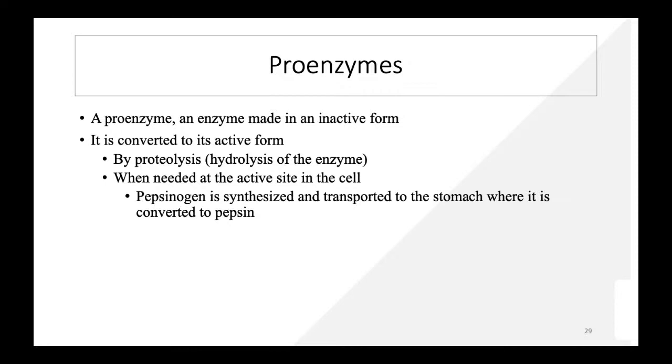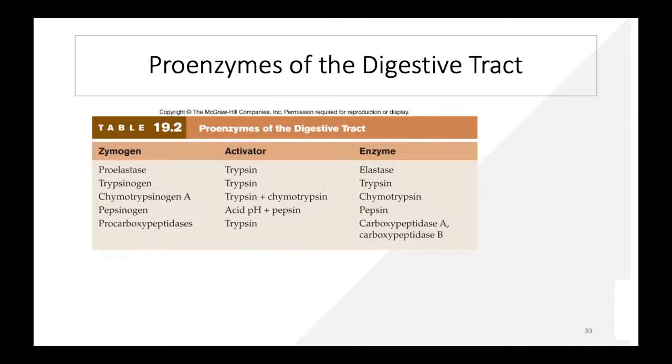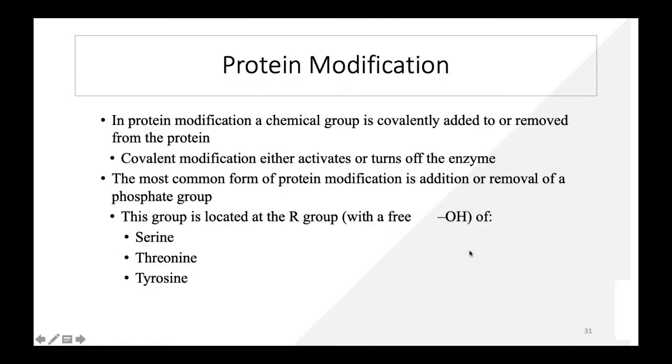So a proenzyme is an enzyme made in an inactive form, and it is converted to its active form by proteolysis when needed at the active site in the cell. So pepsinogen is synthesized and transported to the stomach, where it is converted to pepsin. Proenzymes of the digestive tract include proelastase, trypsinogen, chymotrypsinogen, pepsinogen, procarboxypeptidase. The activators include trypsin, chymotrypsin, acid pH, and pepsin. The enzymes include elastase, trypsin, chymotrypsin, pepsin, and so on.